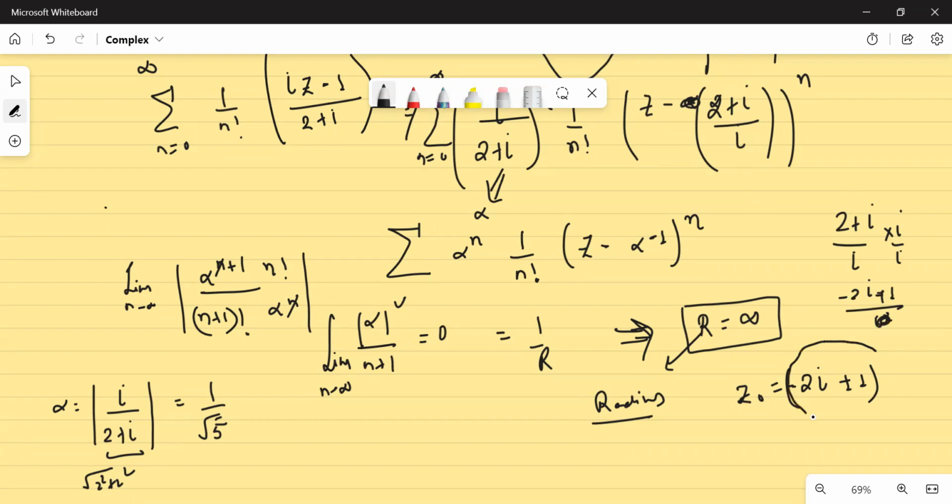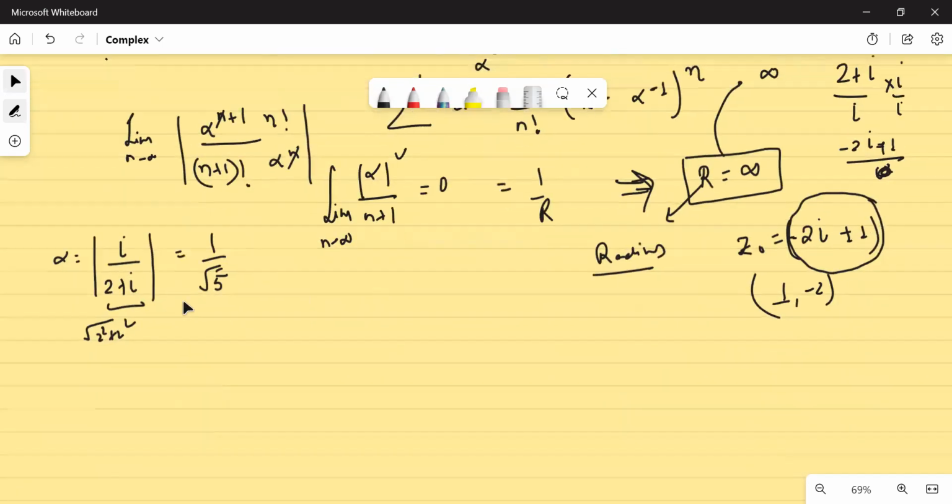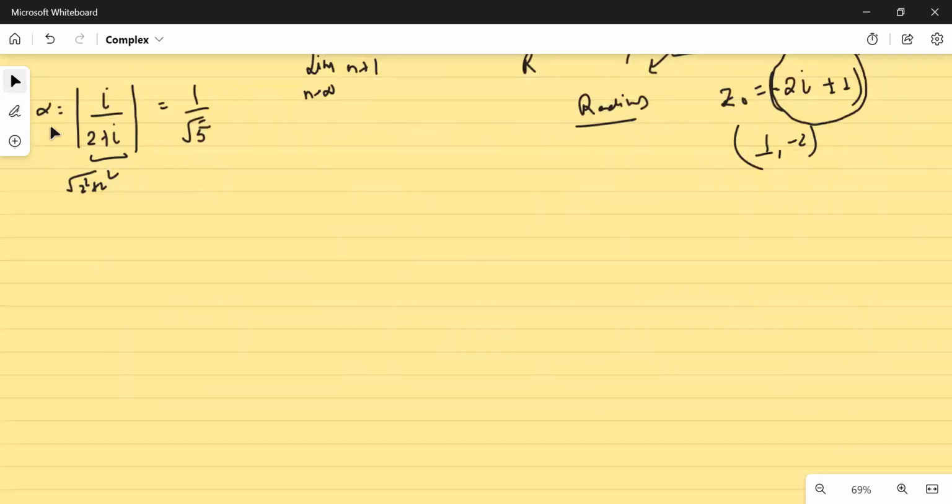So your z naught is this. Okay, so this series is centered at this particular point with the radius infinity. So this particular series, which is centered at z naught equal to 1 comma minus 2, has the radius of convergence as infinity. Am I clear to you? Did you understand this? So this particular series is convergent for the entire finite complex plane. Yes or no? Move ahead.